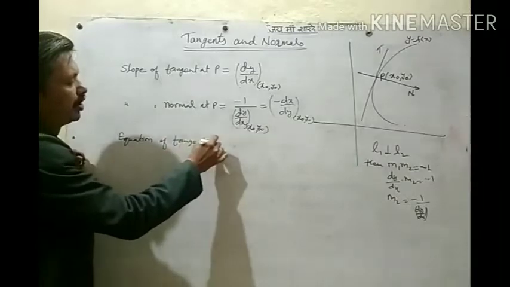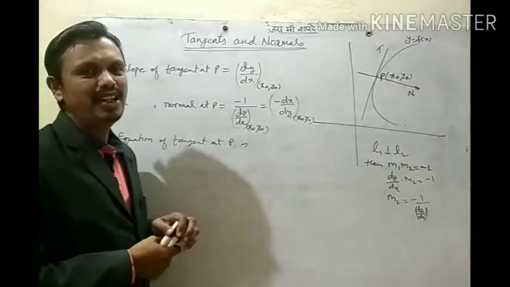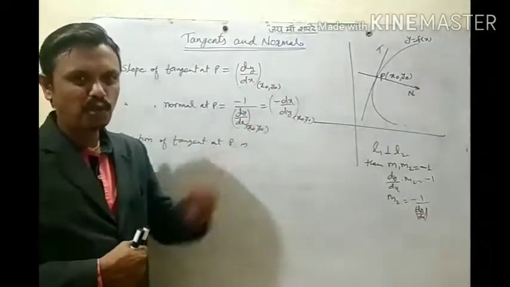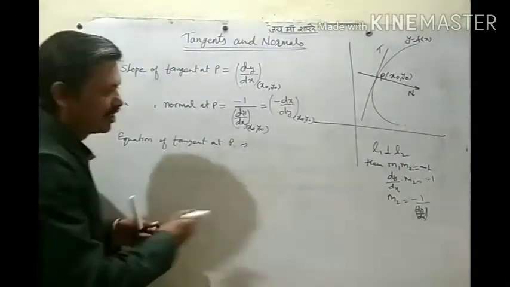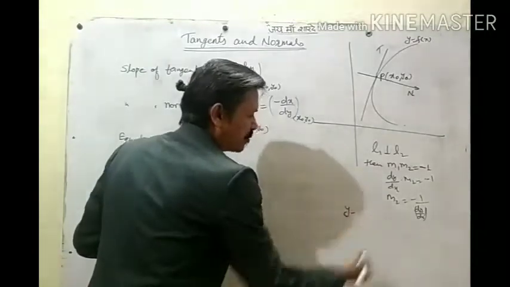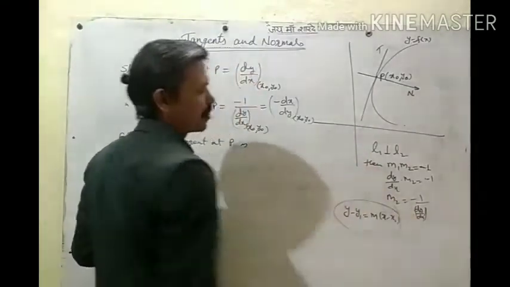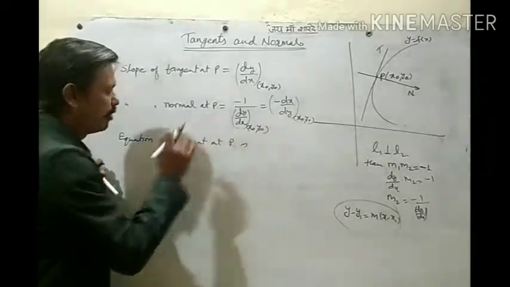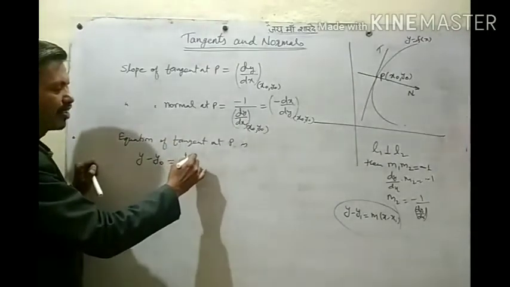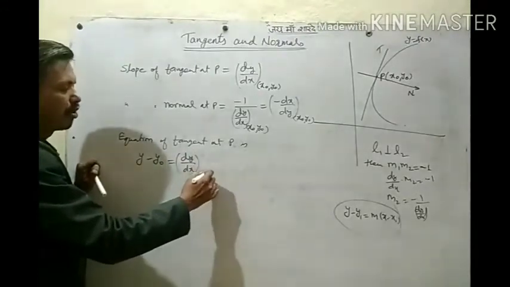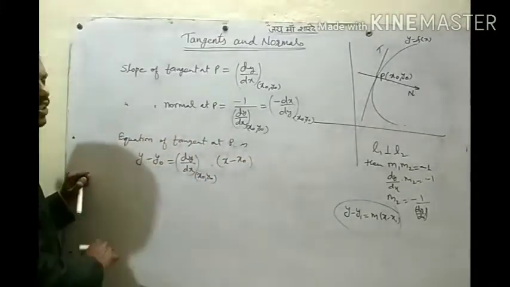Then equation of tangent. Equation of tangent at point P will be, now to find equation of any line, what we need? One point and slope, or 2 points. So here we have one point x naught, y naught, and slope also we are having. So equation of tangent, using point slope form. What is point slope form? y minus y1 is equal to m into x minus x1. This is the equation of line in point slope form. So equation of tangent at point P will be y minus y naught is equal to m, that is dy by dx at x naught, y naught, into x minus x naught. So this is the equation of tangent at point P.